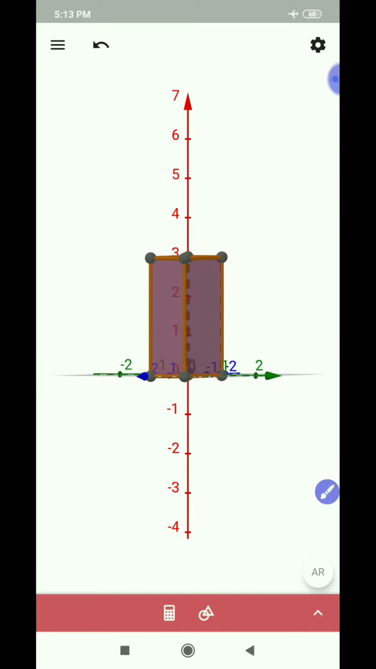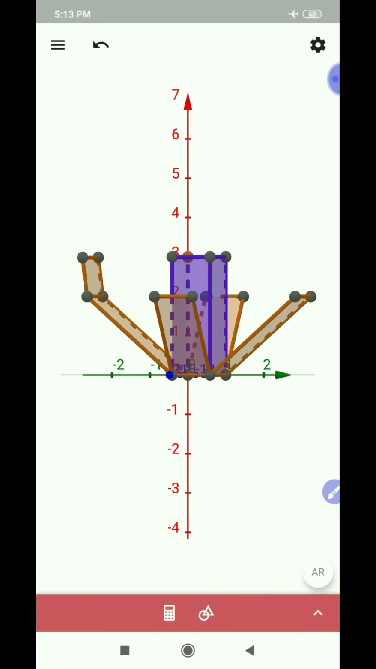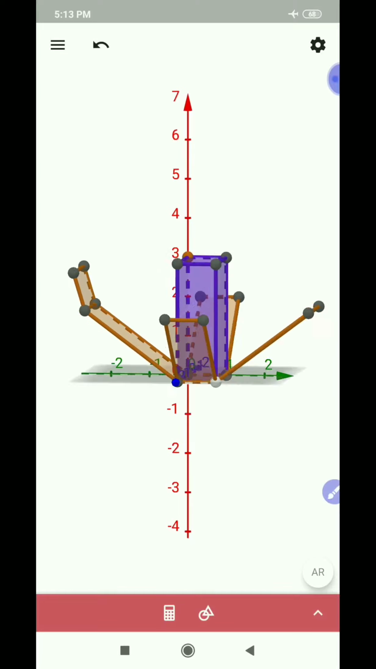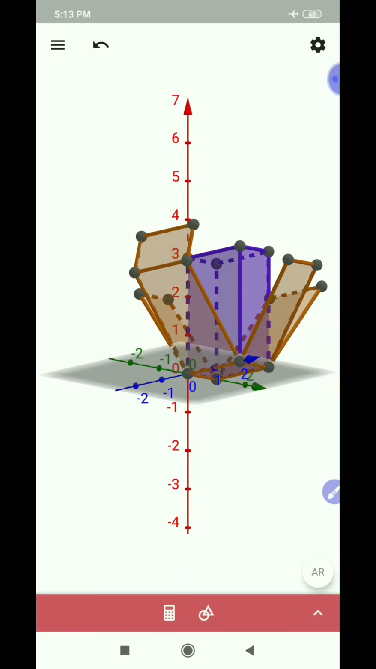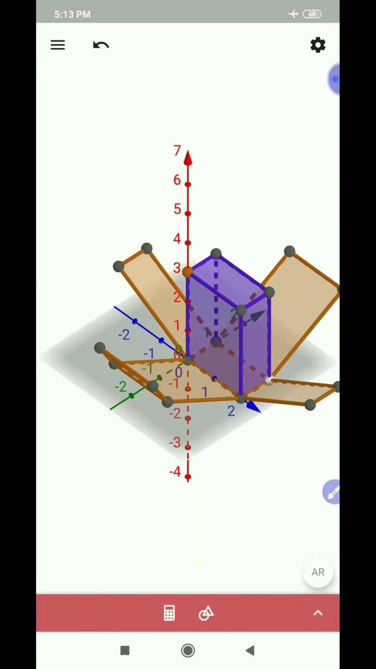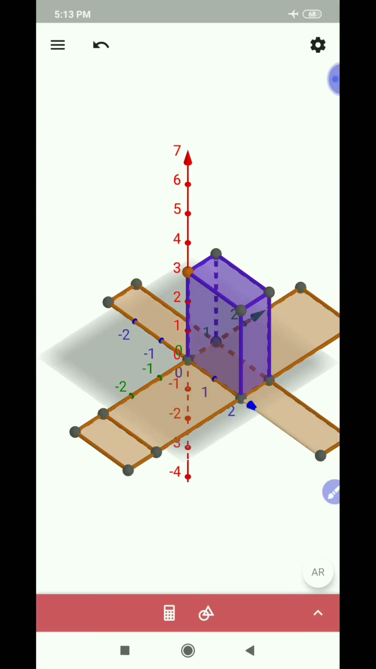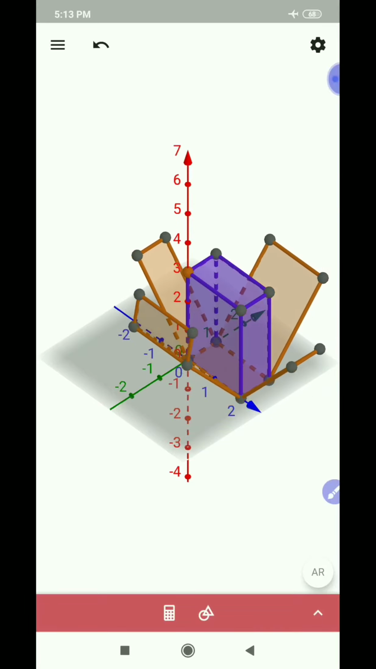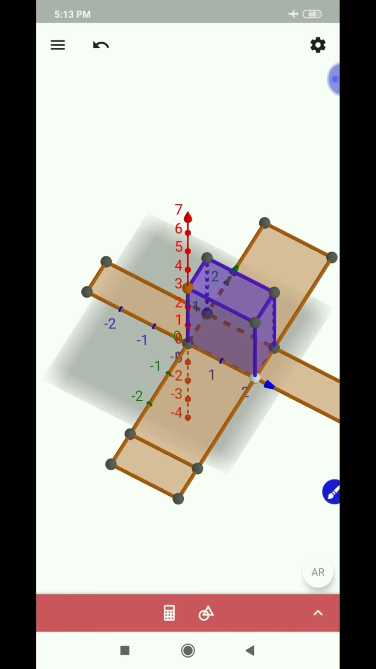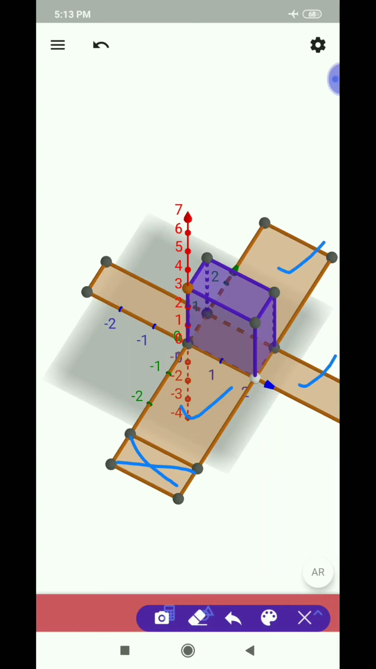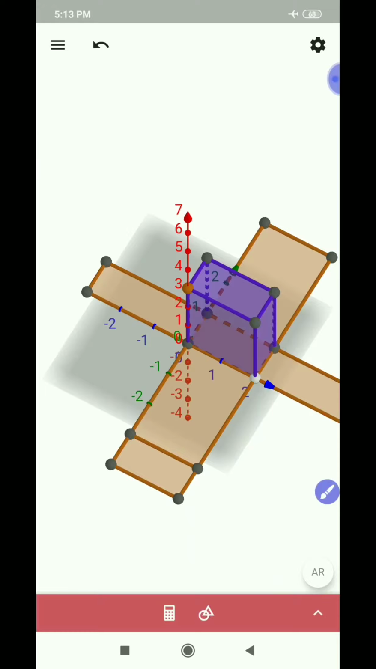Now, dear students, observe very carefully. What is your observation? Which one is representing the top and which ones are representing the lateral surfaces? Oh, you are right. This represents the top. The remaining ones represent, yes, lateral surfaces.